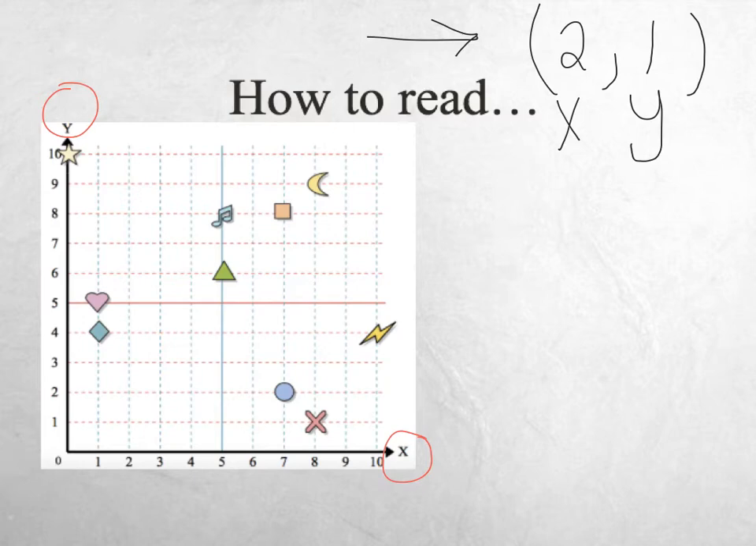So if I'm thinking about this, and I have this coordinate 2, 1, if 2 is the x, that means I'm going to start here at the origin. I'm going to start where it's 0, 0. And 2 is x, so I'm going to go over 2 spots. Ready? 1, 2. Okay, so I'm right here on the 2. Now my y is 1, so that means I'm going to go up 1. So the coordinate 2, 1 would be located right here.